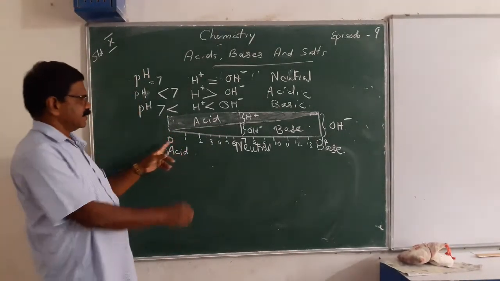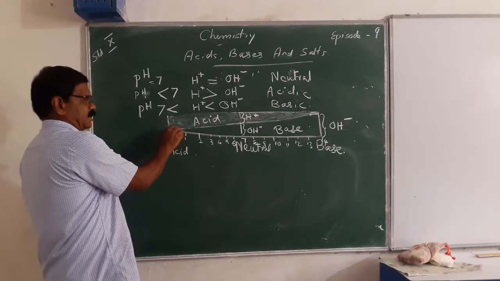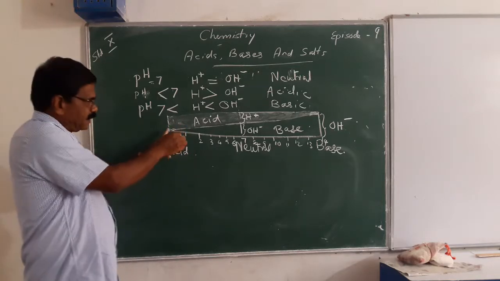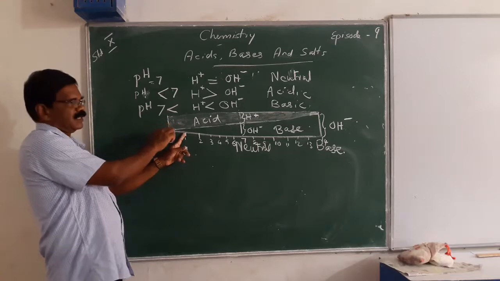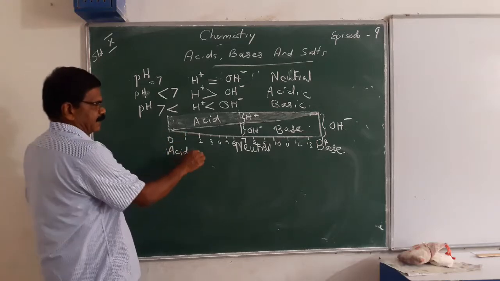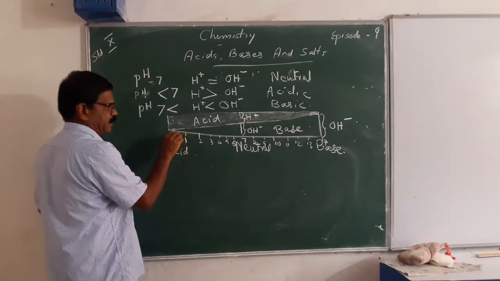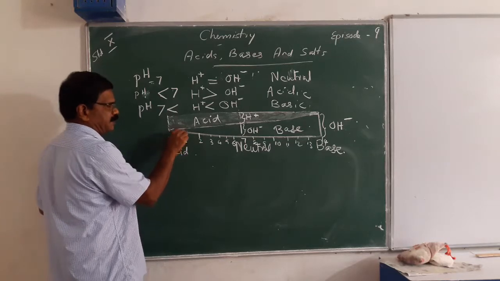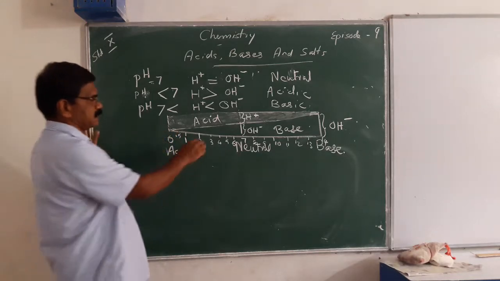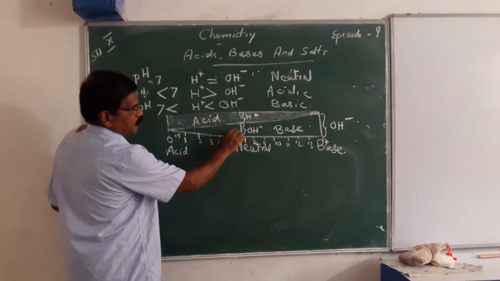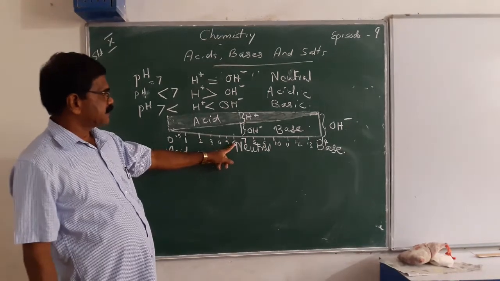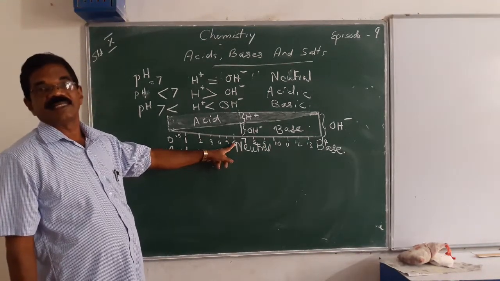The strongest acid, we are giving it as 0, though below 0 is possible, negative is possible, and above 14 is also possible. But that is not possible in practical cases. If the pH of a solution is 0.5, it is a strong acid. If the pH of a solution is 3, it is medium. If the pH of a solution is 6, what is our conclusion? It is a weak acid.